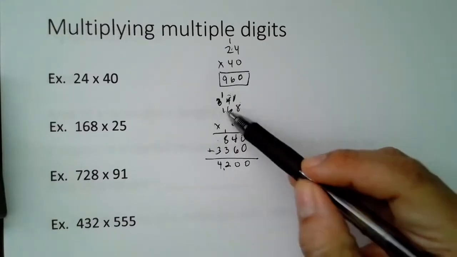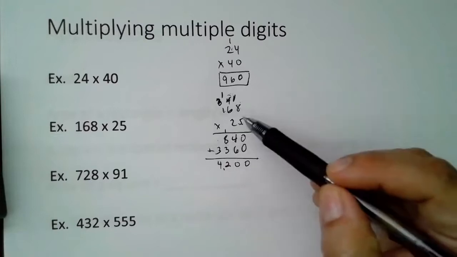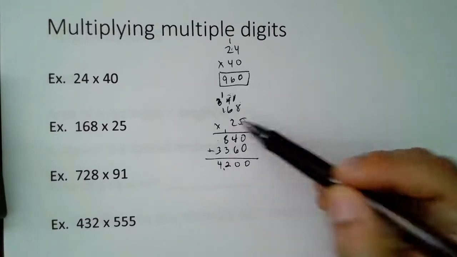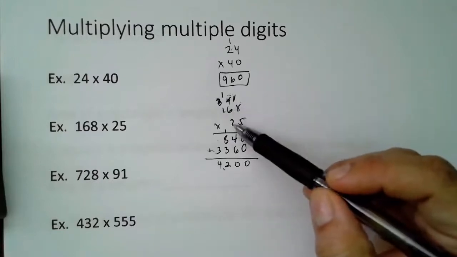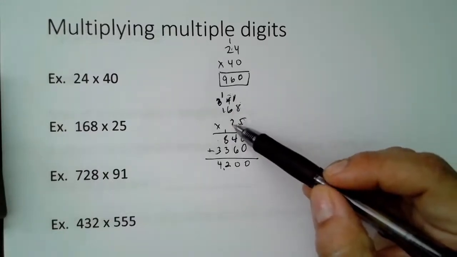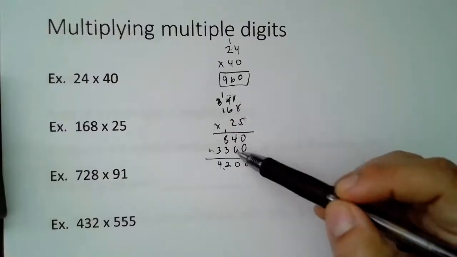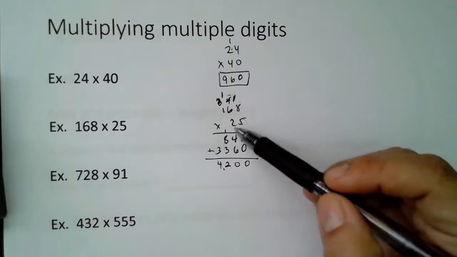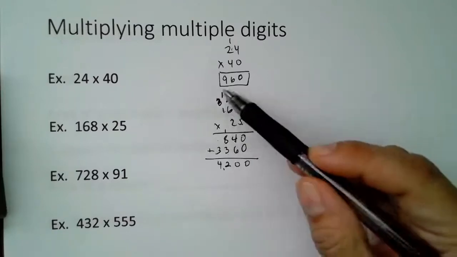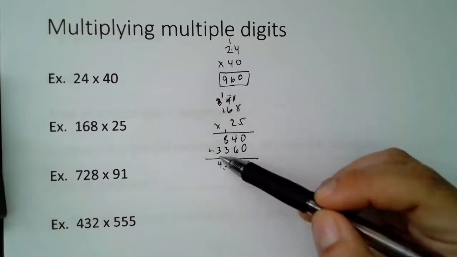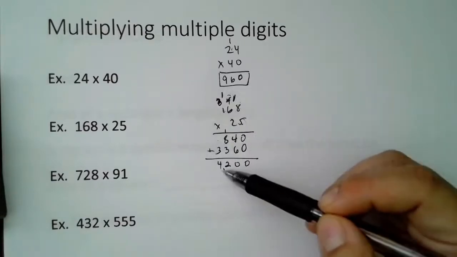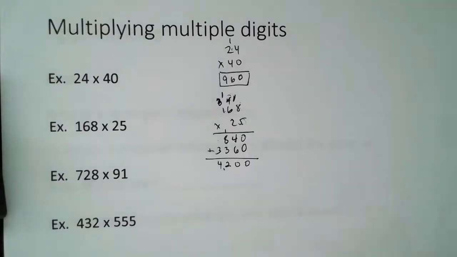And then now we would multiply everything by the 2, so we bring down a 0 because we're technically multiplying by 20, because it's the 2 in the tens place of 25. So 2 times 8 would be 16, 6, carry the 1. 2 times 6, 12, plus 1 is 13, carry the 1. And then 2 times 1 is 2, plus 1 is 3. And then you would add these two results together, and you would get 4,200. And of course, another way you could do it is check your work by using your calculator as well. So for 728 times 91, you can go ahead and pause the video and let's see what you get.